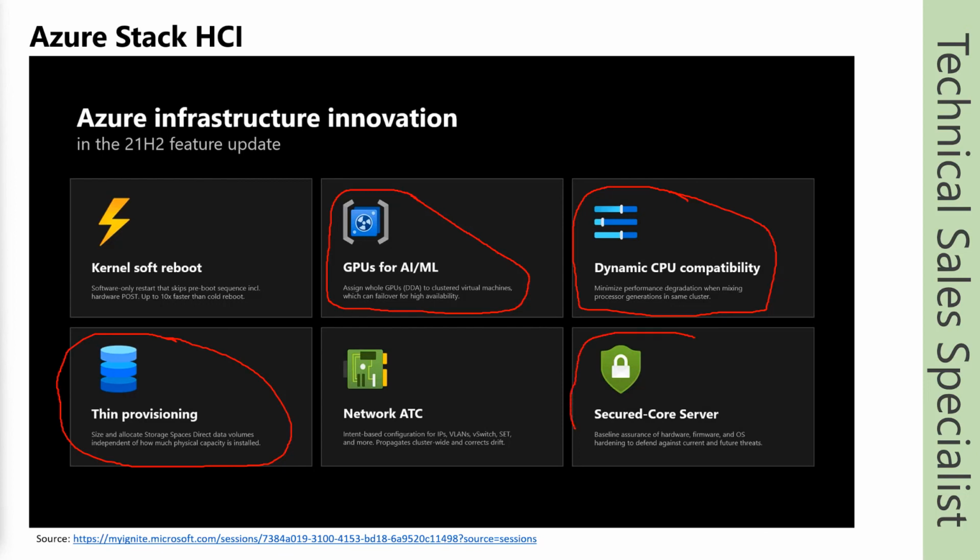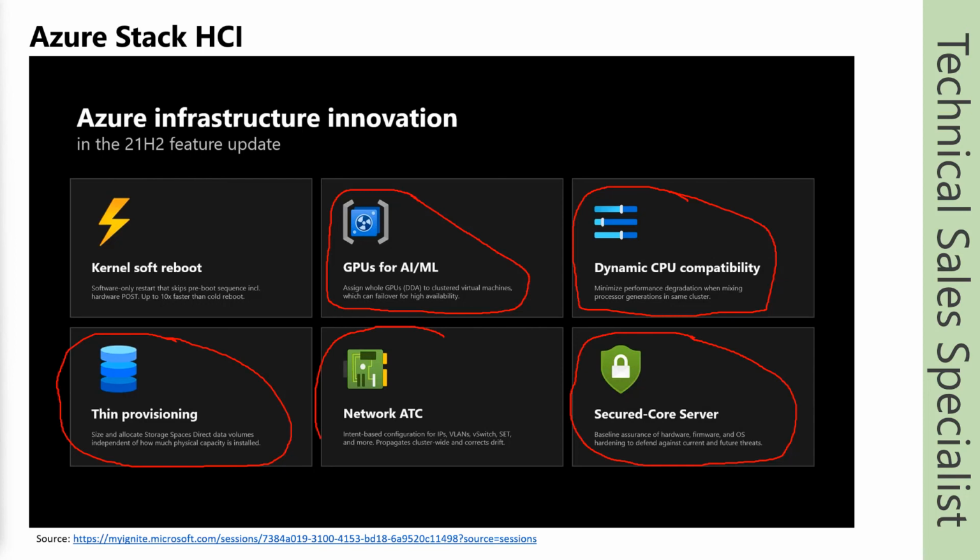Secured-core servers can be configured, and secured-core servers are part of the certification for Azure Stack HCI integrated systems. So a secured-core server ensures that all the required technologies like Trusted Platform Module and so on are integrated in this server system. When we have a look at the demo in the Windows Admin Center later in this course, you will see that the secured-core server can also be configured and will be visible in the Windows Admin Center.